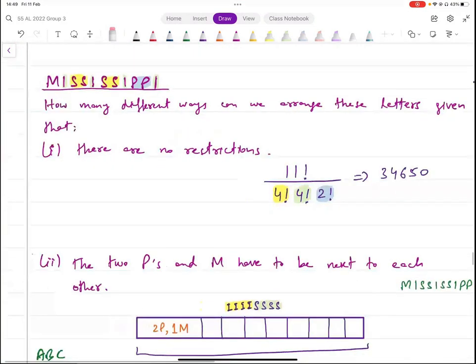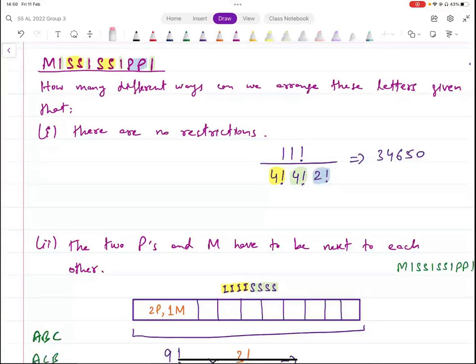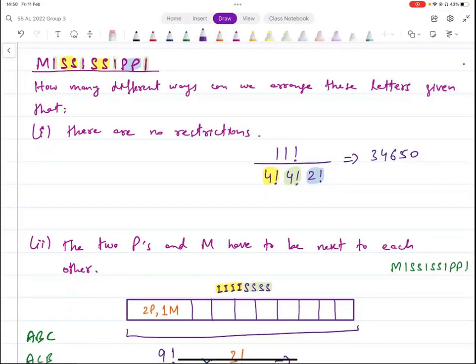Let me repeat the second part. The first part is what we did in the morning. Fania, we have these letters. We want to see how many different ways we can arrange these letters. How many letters do we have in total? We've got 11 letters, so we've got 11 factorial. But then for the ones that repeat, we divide by their arrangements. We've got 4 s's, so we've got 4 factorial from there. We've got 4 i's, so 4 factorial from there. We've got 2 p's, so 2 factorial from there. So we divided by those repetitions in that way. Is that okay, Fania?